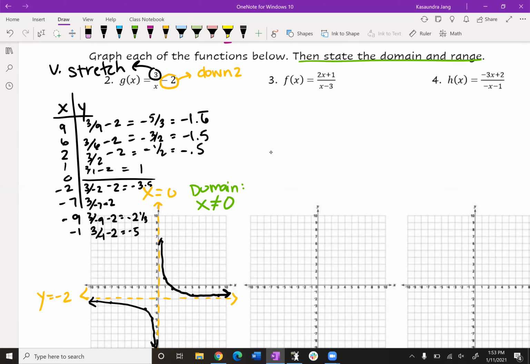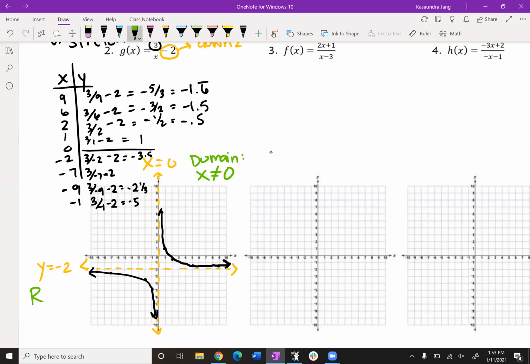Same thing for my range. The range is going to come off of this horizontal asymptote. So instead of y equals -2, like the asymptote, it's going to say everything except for y value -2. So y does not equal -2. Okay, questions on domain and range? For those of you who can do this on your homework?